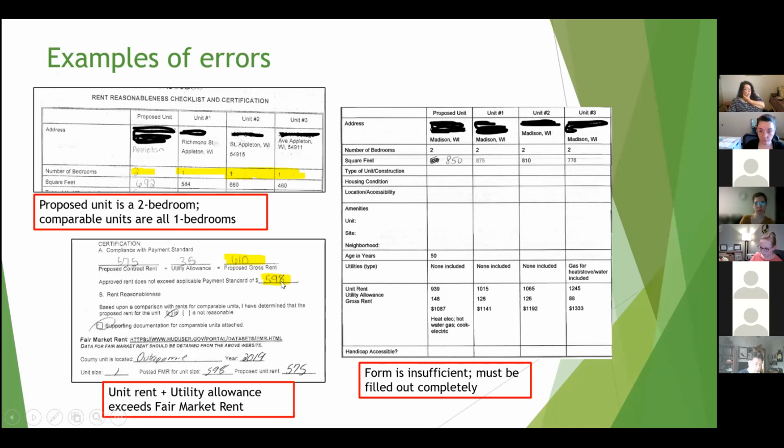So this is not sufficient, because just the rent itself is not sufficient. If just the rent is below the standard, it has to be the rent and the utility allowance that are below it. And then this form, it's just missing a bunch of stuff. So this is just too blank.